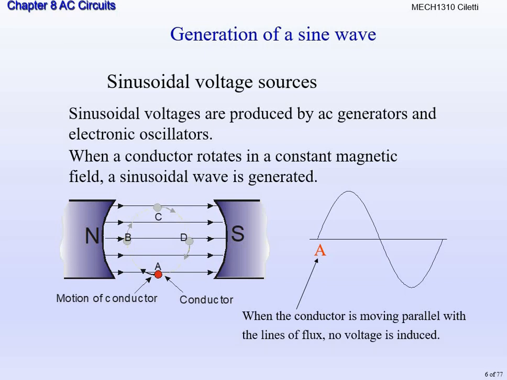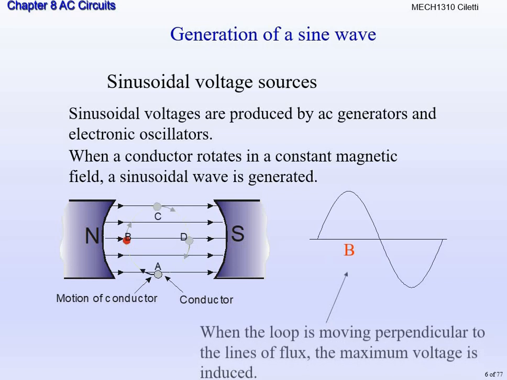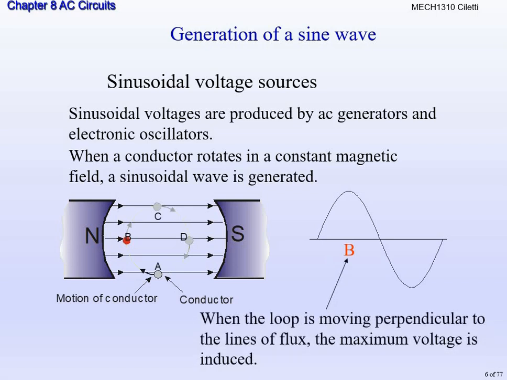So I want you to think of a turbine, water pushing a turbine and causing it to rotate. As it rotates, we start at point A. Then we rotate to point B. Where are we at point B? We're directly across from the North Pole, and our waveform is at its highest point, the amplitude. Then we're going to rotate to point C.